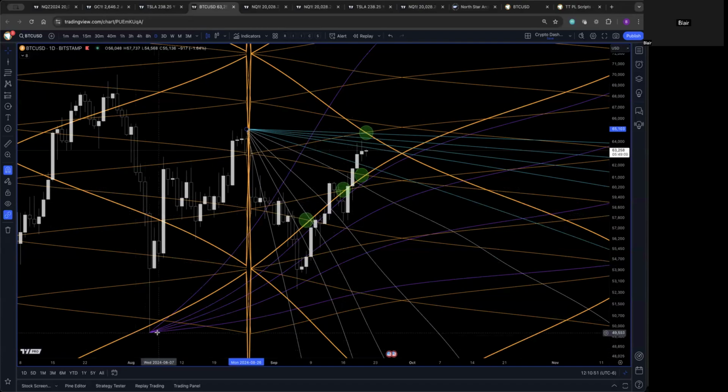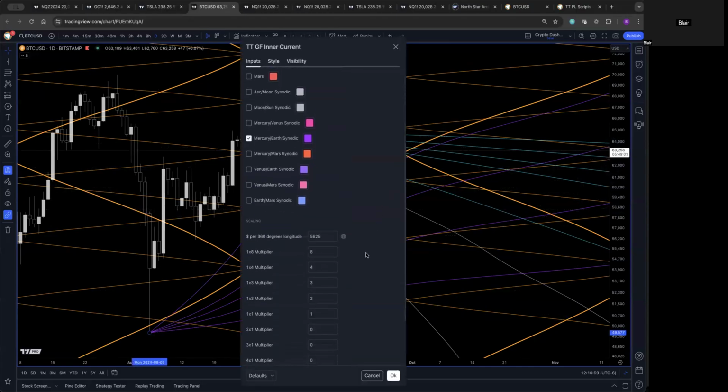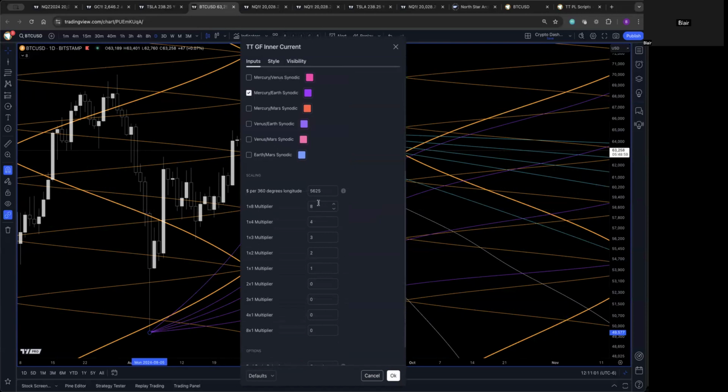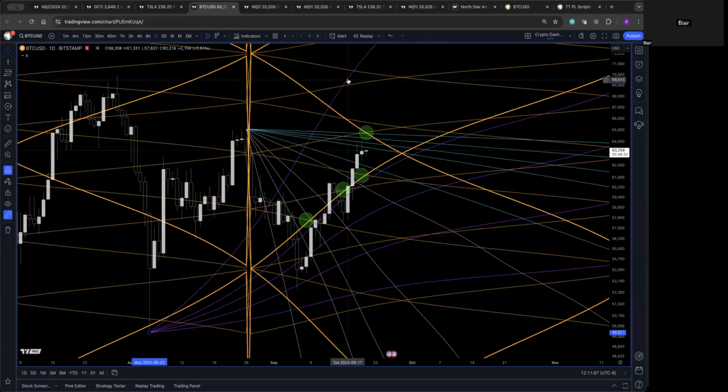And then down here, we can see how it's tracked and then exceeded this purple Mercury Earth synodic line, scaled to 8 through 1. So this is the 8x multiplier, 4x multiplier here. Okay, so anyways, that played out from the comment that I made 2 weeks ago about these being confirmation levels.